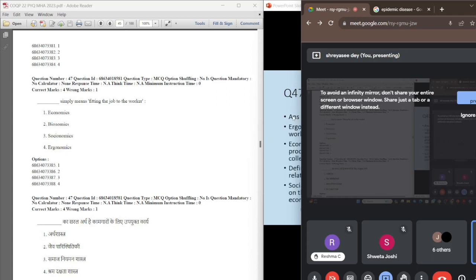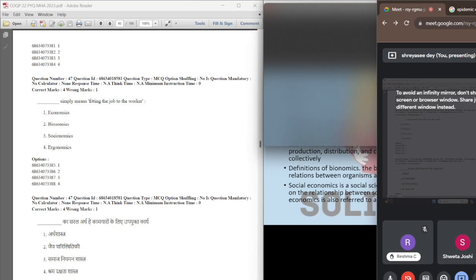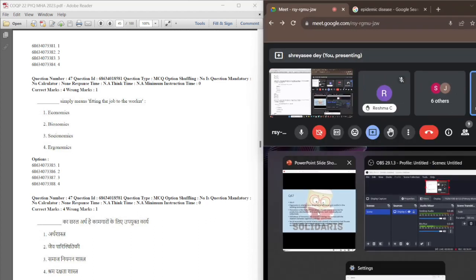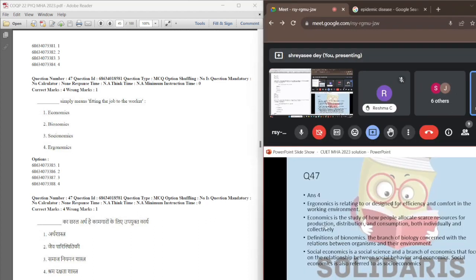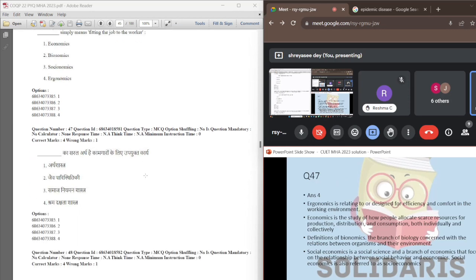So also I have added the, you guys can't see, I have added the definitions also. See, I've added the definitions also here. So just check it out when I share the PPT.